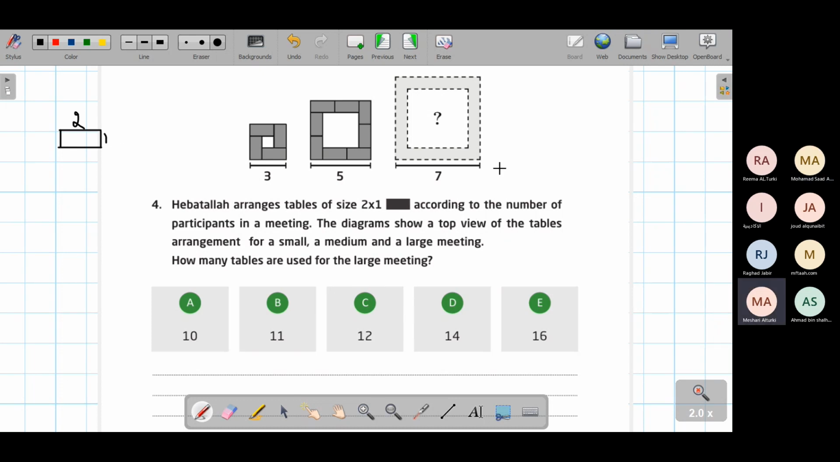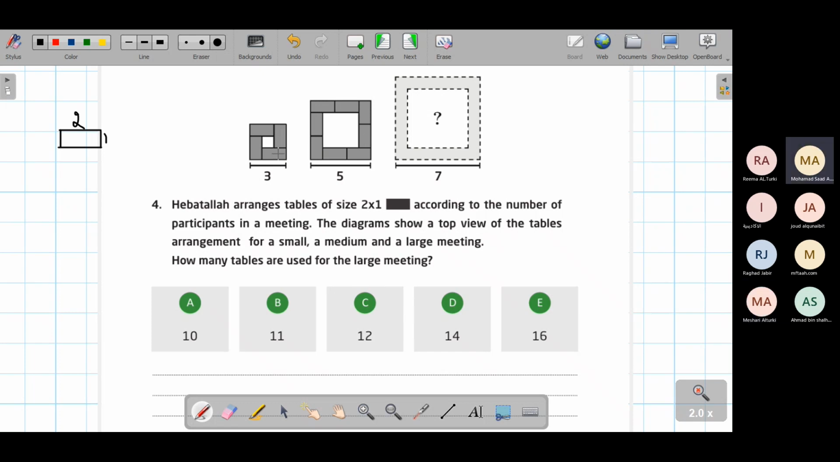The diagram shows a top view of the tables arrangement for a small, medium, and large meeting. How many tables are used for the large meeting? So this is a small meeting, and we use how many tables here? We used 4. Okay. The next one, we use 6. Okay. And then 1, 2, 3, 4, 5, 6, 7, 8. Oh, 8. Okay.